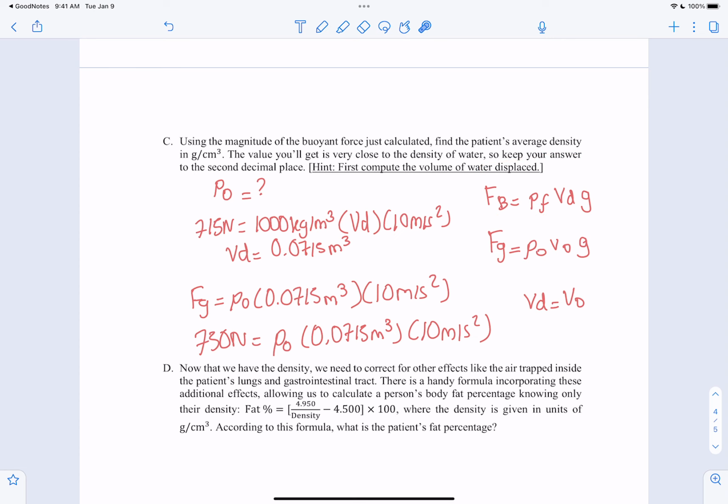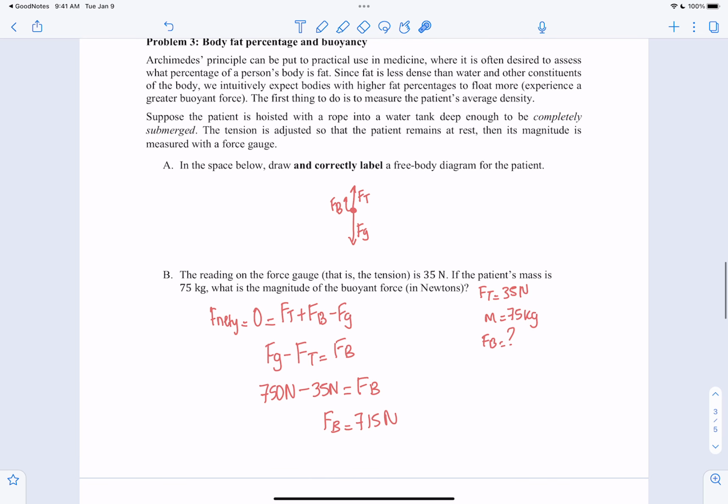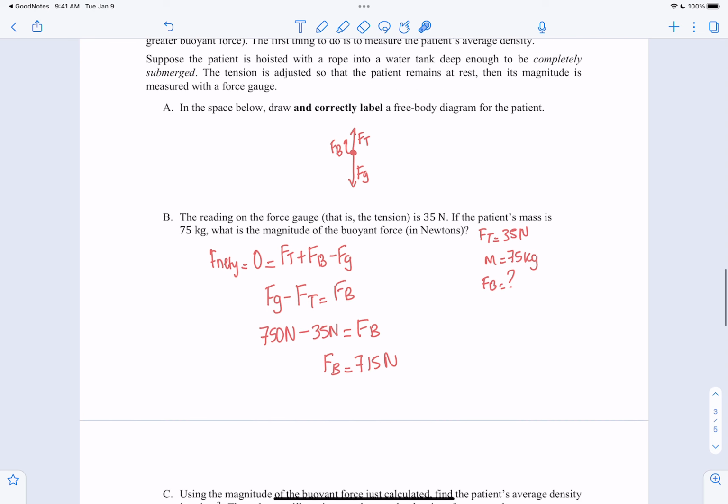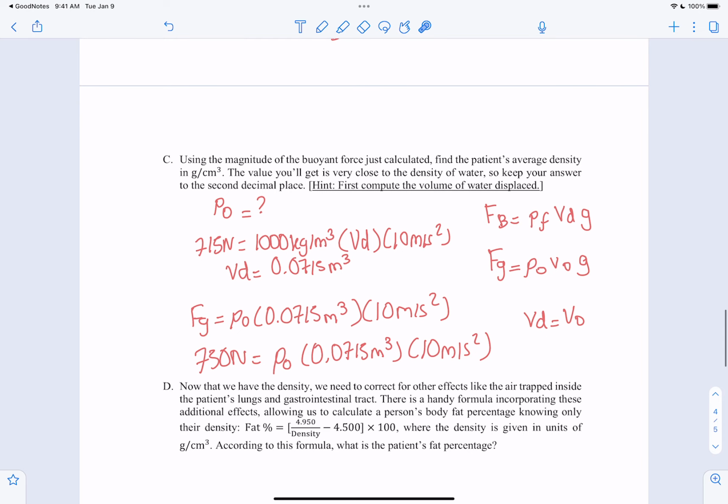The reason why is that I have access to the buoyancy force. I know what the density is for water. From those values, I can figure out what the volume displaced is. The volume displaced should be equal to the volume of the object because the object, or the patient, is completely submerged. If they're completely submerged, VD is equal to VO. Since we have VO now, we should be able to get our density of the object using the second equation there. Matthew, did you have a question? Sorry.